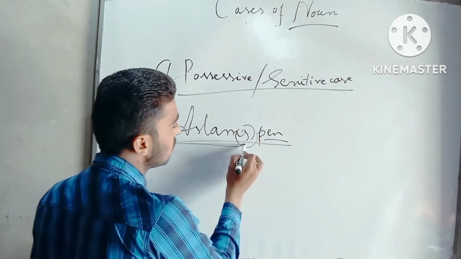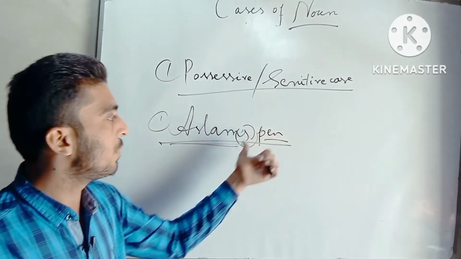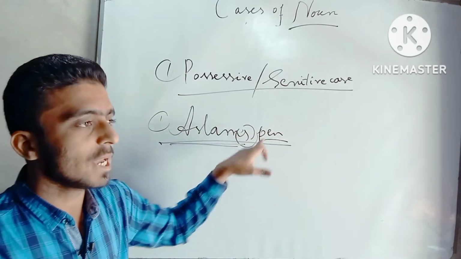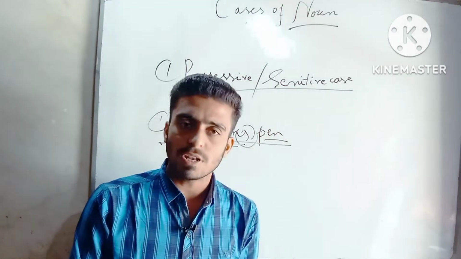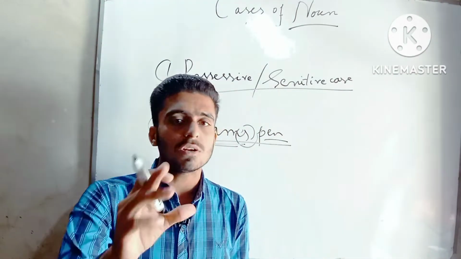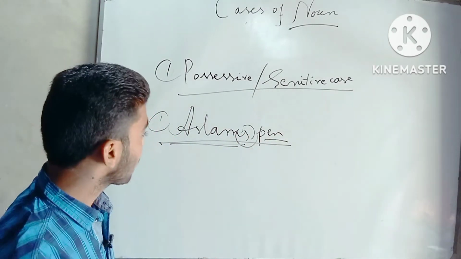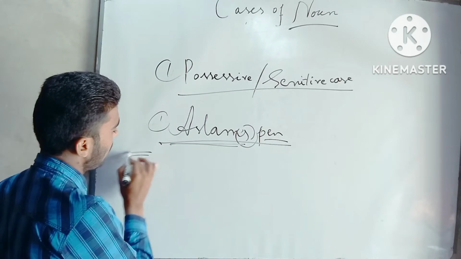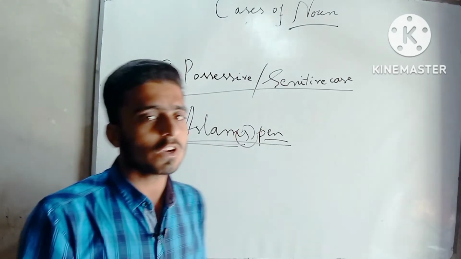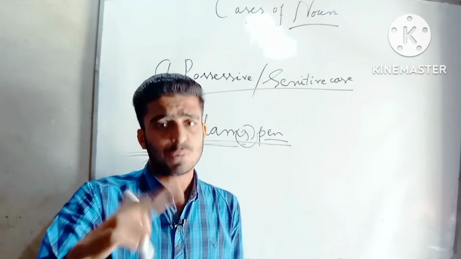In Aslam's pen, Aslam is a singular noun, and after that we have put the apostrophe and s, and then the noun pen. So whenever we want to show the possessive case of a singular noun, generally we add the apostrophe and s after it. Now suppose I am going to mention the possessive case of two nouns, the plural nouns.